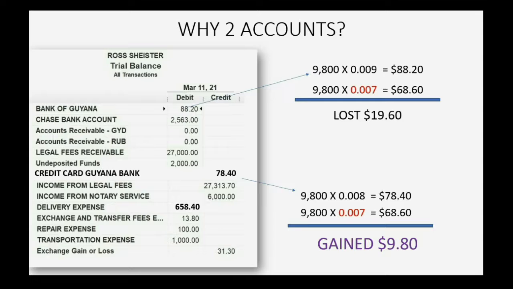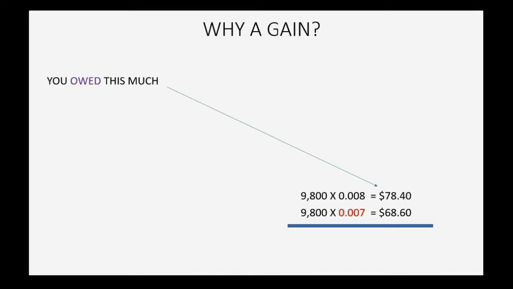Now, you may well ask, why is this a gain if the amount decreased? Well, it's very simple. You originally owed $78.40 in US dollars on the day that you charged. But on the day that you pay, you don't owe 78 US dollars.